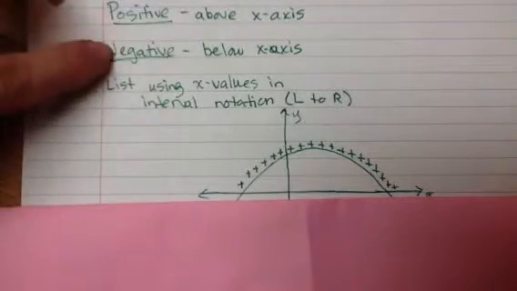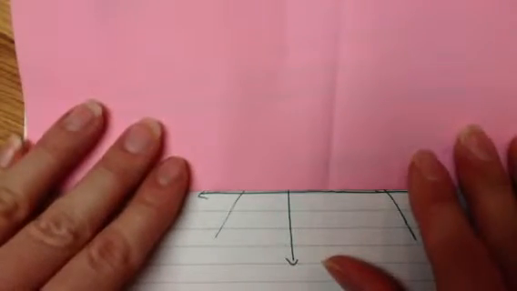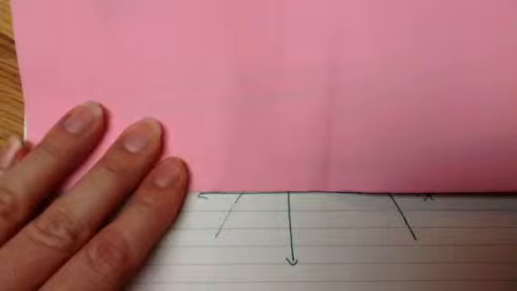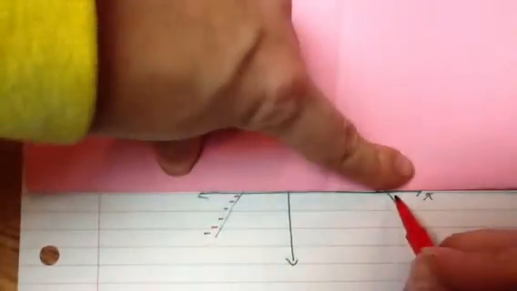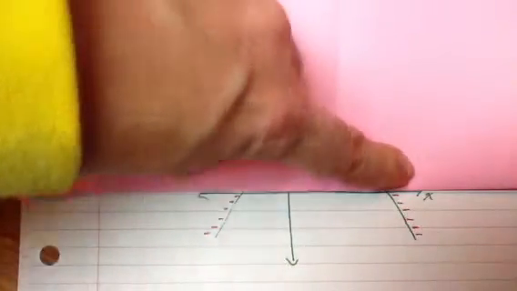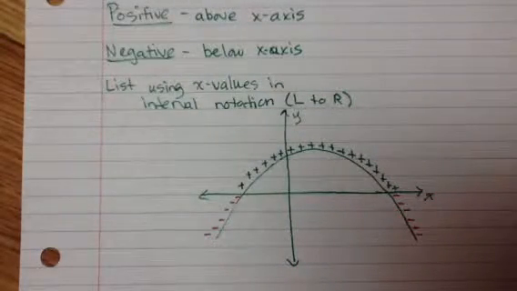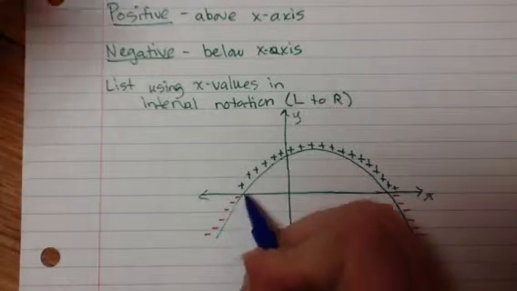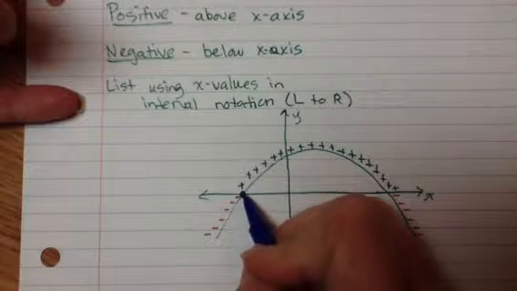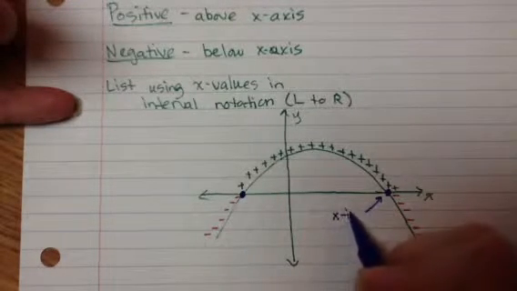Then where it's negative is below the x-axis. So I'll cover that up this direction. And all of these values are below the x-axis. So negative, negative, negative. And then it starts again, negative, negative, negative. So what's happening where it switches from positive to negative? Well, it switches where the equation is not positive or negative. It switches right here where the equation equals 0. So these are my x-intercepts.